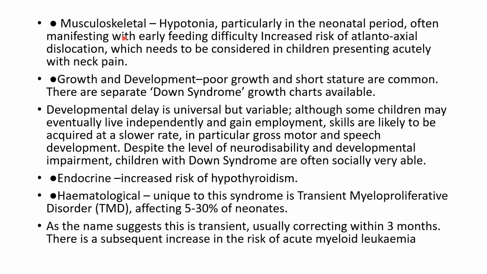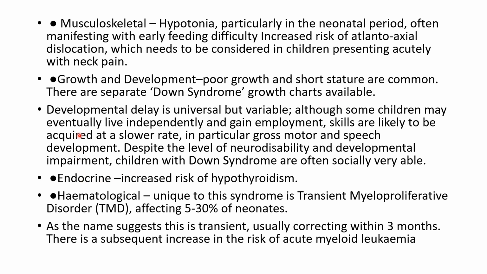Okay, so let's continue with the other one. In the musculoskeletal system, we have hypotonia, particularly in the neonatal period, often manifesting with early feeding difficulty, and increased risk of atlantoaxial dislocation, which needs to be considered in children presenting acutely with neck pain. Then in the growth and development part, they may have poor growth and short stature, which are common, and there are separate Down syndrome growth charts available.